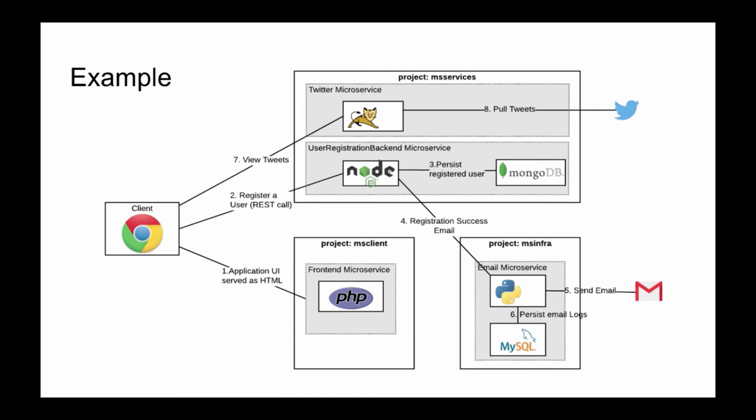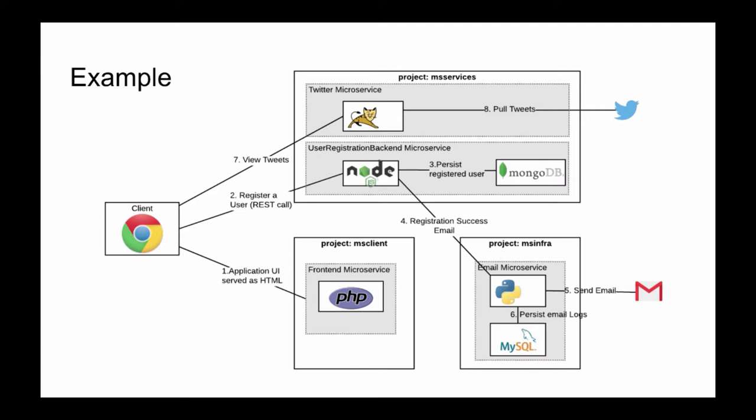Once the registration is successful, it also sends an email. For email, it uses an infrastructure service, an email service, and this email service is written in Python. That is another pod, and it sends an email using Gmail. Once the email is sent, it also persists the email logs into a MySQL database that is behind it. So the email microservice has its own database.